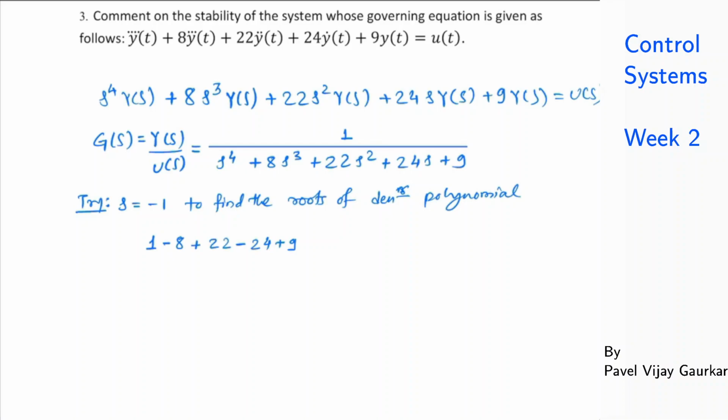So let's try to simplify this. If we take the difference here, it's negative 2. And if we add this 9 plus 1, it's 10, minus 8, it's positive 2. So we end up getting 0. This implies s equals to minus 1 is the root.